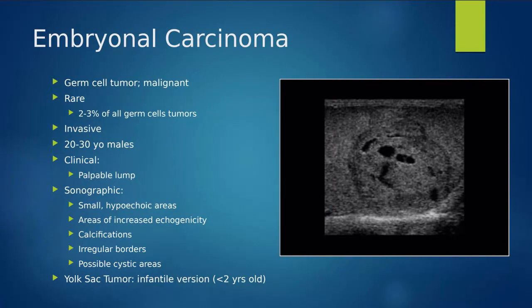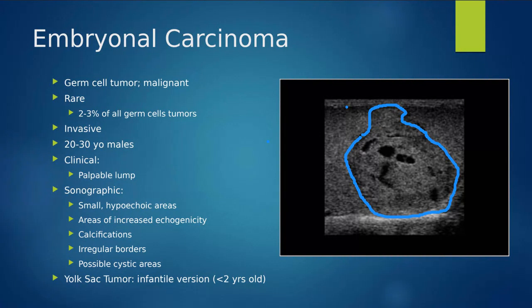So this is a really good image showing us those cystic areas within the mass itself, also showing us an irregular border right here. Right? And it's kind of discrete in its echogenicity. So we're not really seeing a super hypoechoic area or even an area that's very hyperechoic either. So kind of discrete.